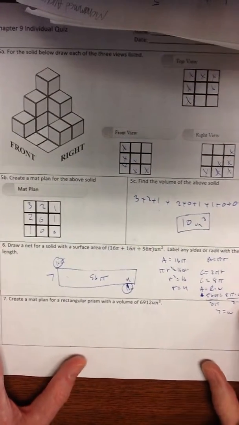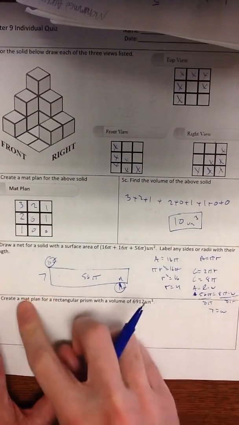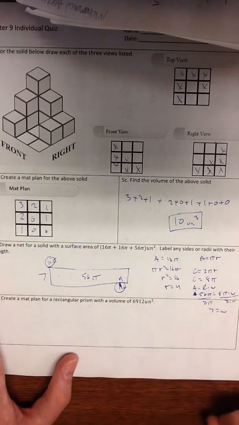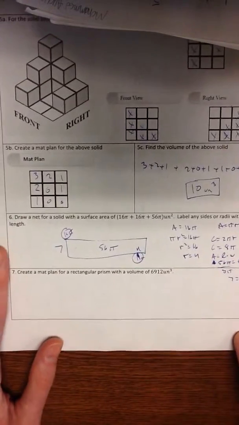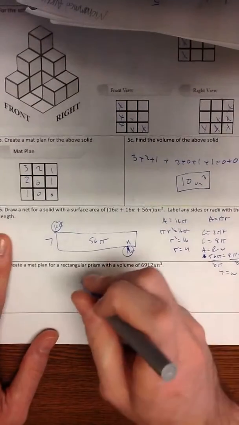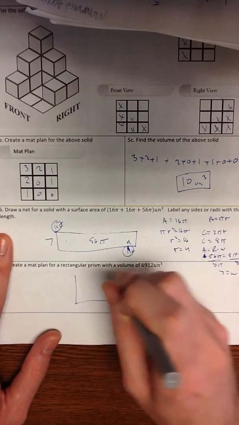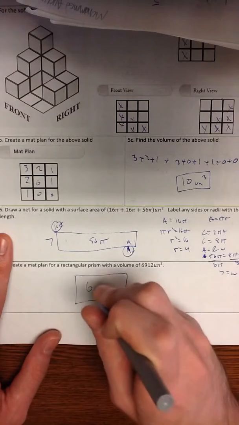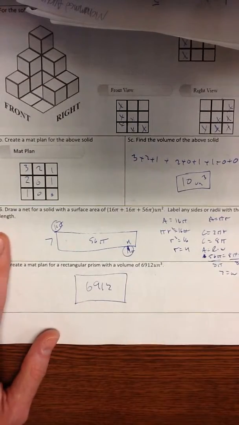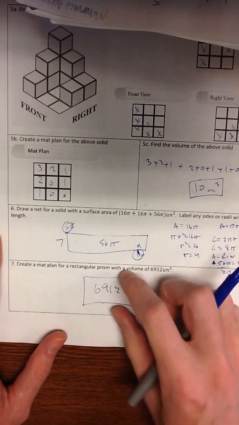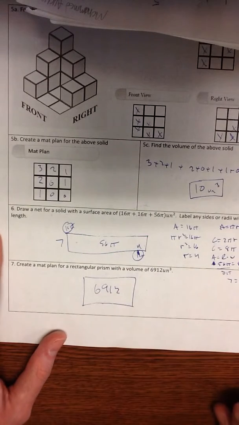The last thing we needed to do was create a map plan for a rectangular prism with a volume of 6912. The simplest solution is sometimes one that seems like a trick. It's 6912. So I just made a giant tower, 1 block, 6912 high.